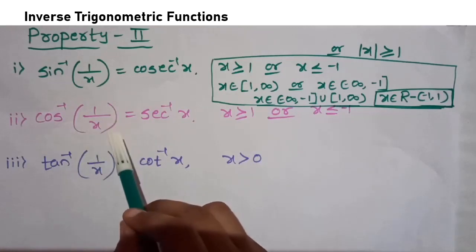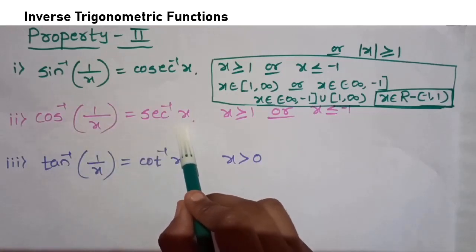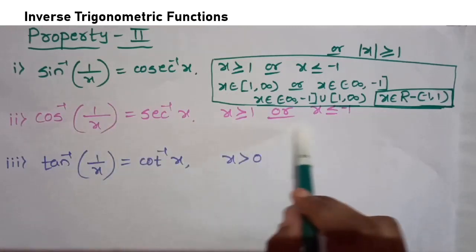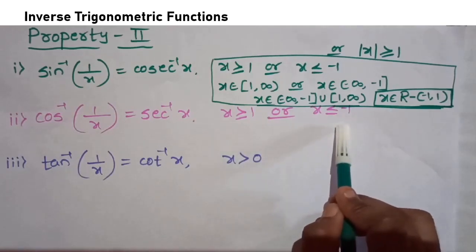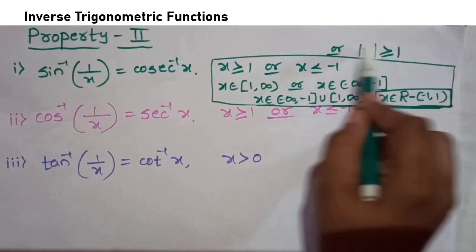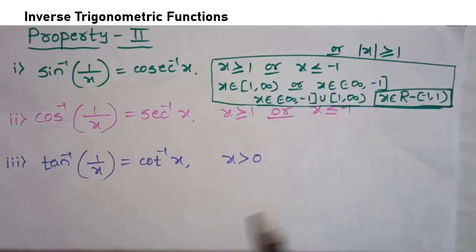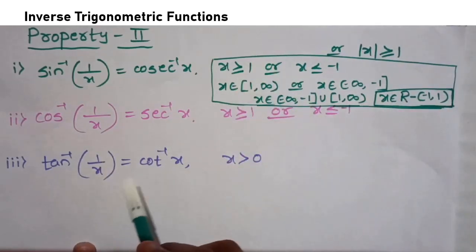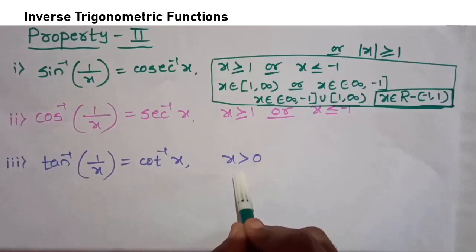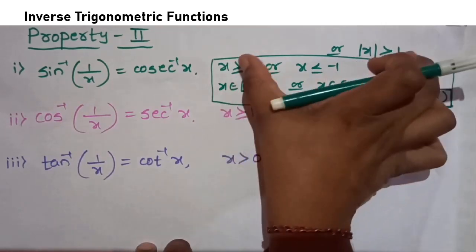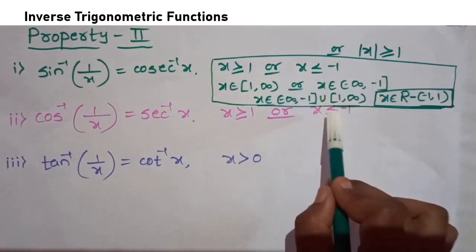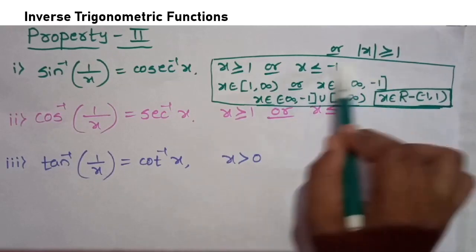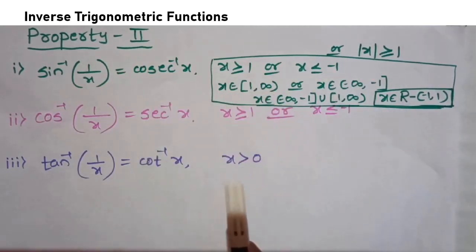Second property: cos inverse 1 by x is equal to secant inverse x. That time also x is greater than or equal to 1, or x is less than or equal to -1, and again it's nothing but all these meanings for x. And here, tan inverse 1 by x is equal to cot inverse x. Here the condition should be x is greater than 0. These conditions are very important. It means only under this particular condition do these properties exist.